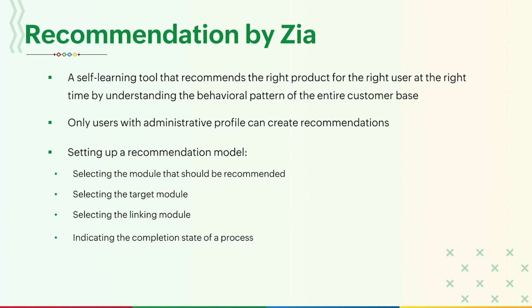Selecting the recipient module. Here we can select the module that contains end user or customer information. Selecting the linking module. Here we select the module that contains information about the source and the target module, indicating the completion state of a process. Here we denote the positive values that Zia can consider to make the recommendation. For example, when a subscription is renewed, a deal is won, a product is purchased, or a course is taken, they indicate successful completion of a sales process.